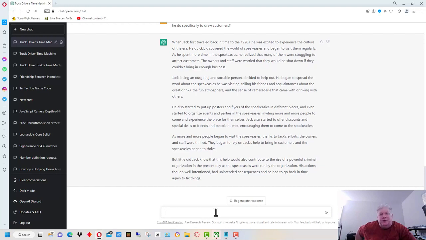Because you wouldn't put posters up for a speakeasy, as it's illegal. You would spread the word, but you would want to be a little discreet about it. So that has to be reworked. Maybe he could set up parties, but he would have to find a way to invite people without broadcasting it, because otherwise the police may see it.